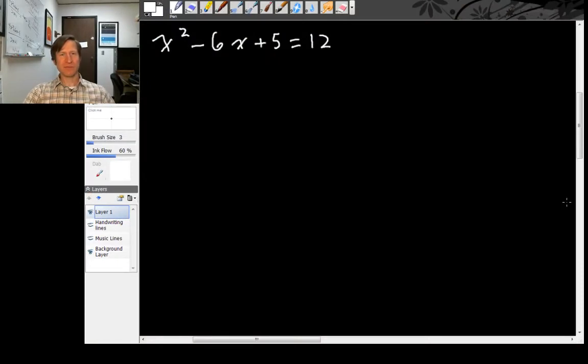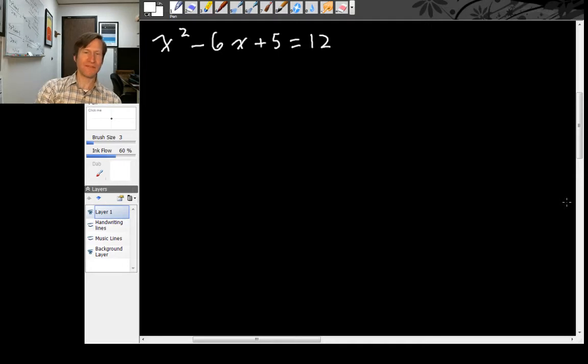Hi everybody. I wanted to show you an example of a common mistake I see people make, so that hopefully once you've seen it you won't make this mistake. So let's look at this example: x squared minus 6x plus 5 equals 12. This looks like the sort of equation that you can solve just by factoring, and the mistake that people make is they jump in and factor too soon.